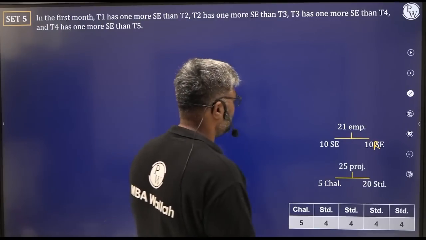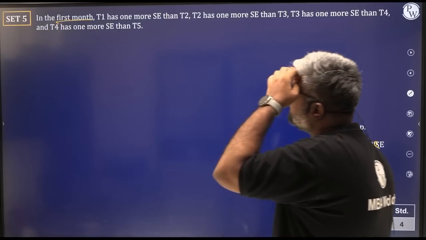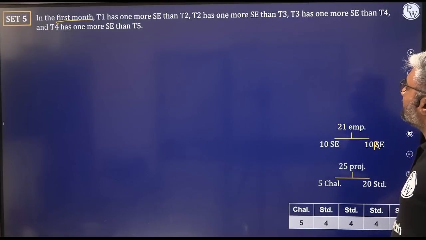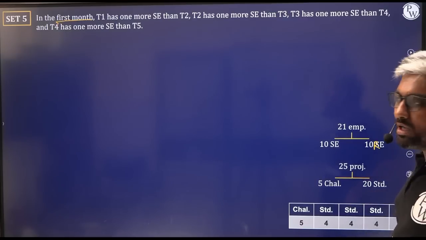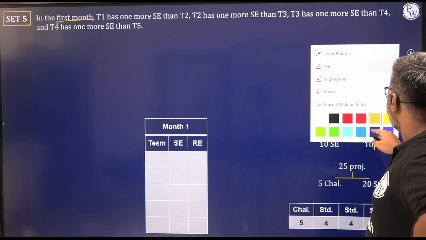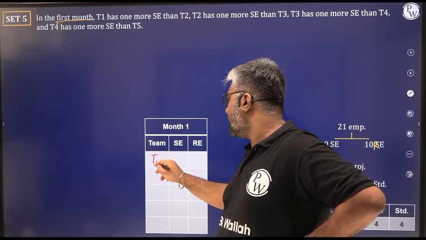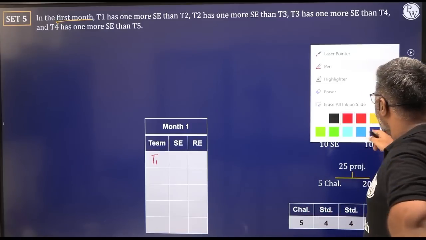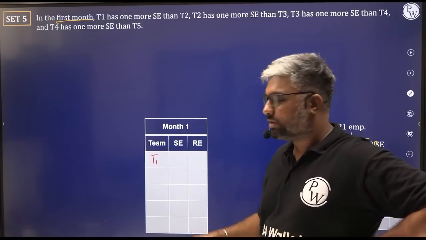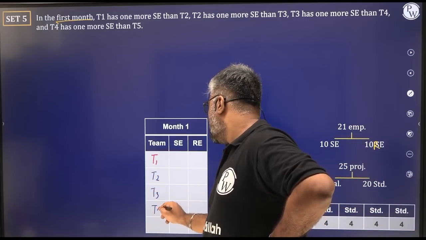In the first month, so they've given us a split up of what is happening in the first month. पहले month में T1 has 1 more SE than T2. T2 has 1 more SE than T3. T3 has, this seems like it's going on and on, right? Table बनाओ. This is 1 month, month 1. Month 1 में हमें पता है challenging project कौन करेगा? T1. So I'm going to write this in red and everything else in black. ठीक है? आप लोग, you guys don't have that option again, तो आप लोग mark कर सकते हो, circle it or whatever. We have T2, T3, T4 and T5.